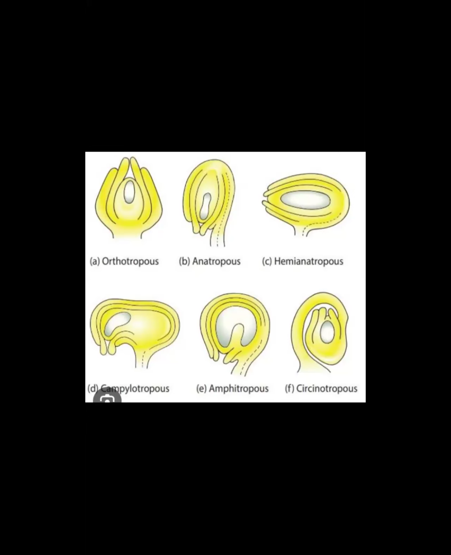So mostly the question is, horseshoe shaped embryo sac is present in which ovule? That is the amphitropous ovule. It's very important. Examples for this: Alismataceae and Centrospermae. Okay, Alismataceae and Centrospermae, amphitropous.